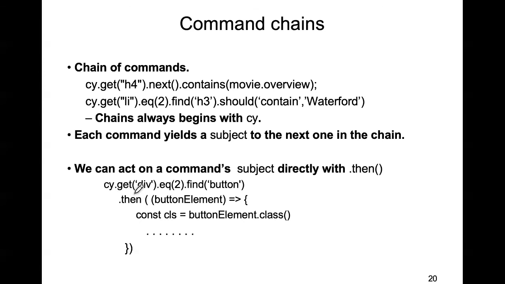The then command, or the then method really, takes a callback, and the callback looks like this, right? The callback function takes one argument. So this now at runtime is going to be bound to the DOM element that was found up here, and I can do whatever I want to with it.